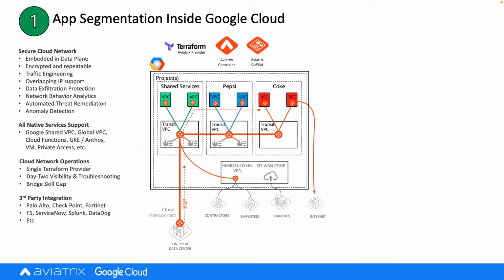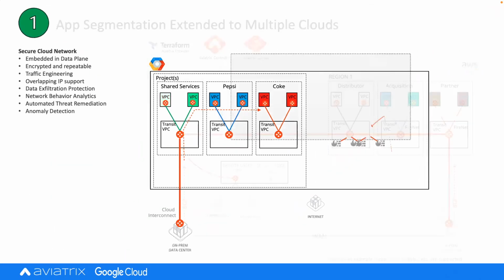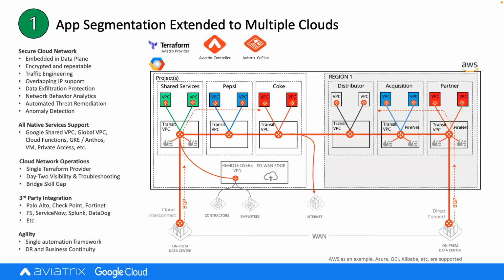So this architecture is applicable for one cloud, but you can easily extend it to multiple clouds. And in this example, you see AWS being one of those CSPs, but the Aviatrix platform can support Azure, OCI, Alibaba, and whatnot. And this policy or this segmentation works seamlessly across the board. And why? Because this is delivered through a centralized control plane and a distributed data plane, right? So with that, you get all the other features that I'm listing on this screen on the left-hand side.